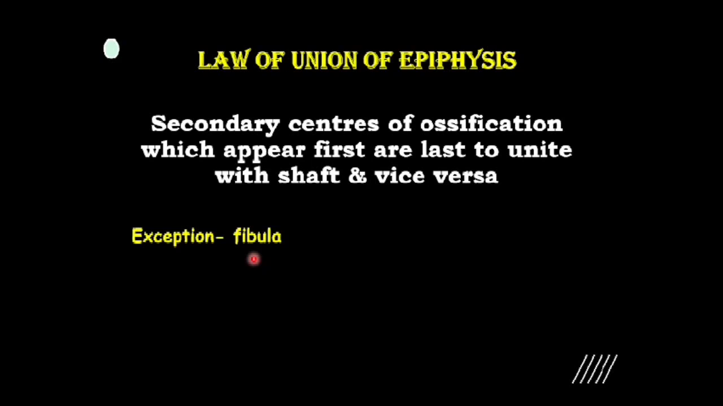Usually the fusion of epiphysis with the diaphysis starts at puberty and is completed by about 25 years of age. And you already know that the end of long bone where the epiphyseal fusion is delayed is known as the growing end of bone. Now this law is violated by fibula. Now we'll see why the fibula violates this law.